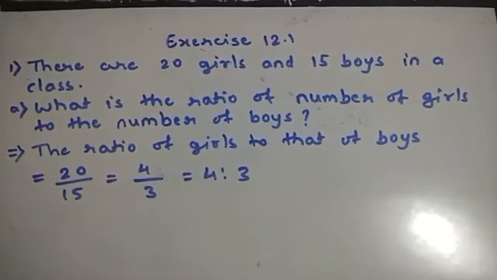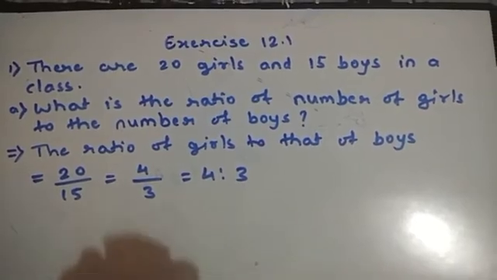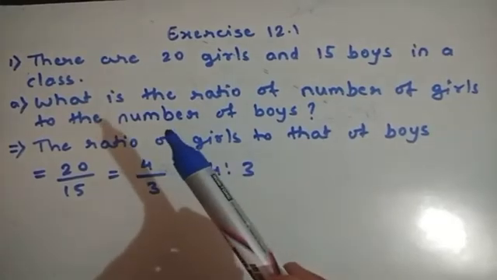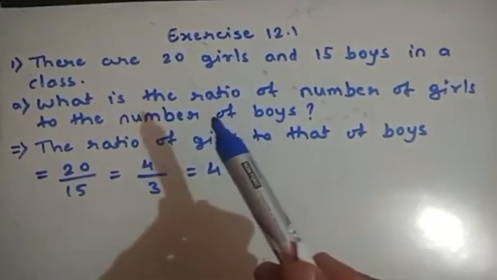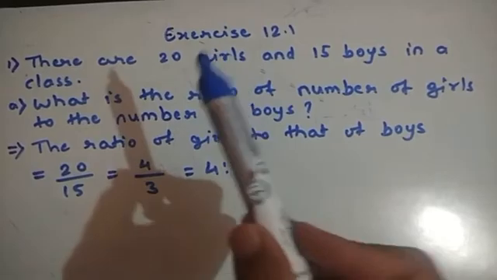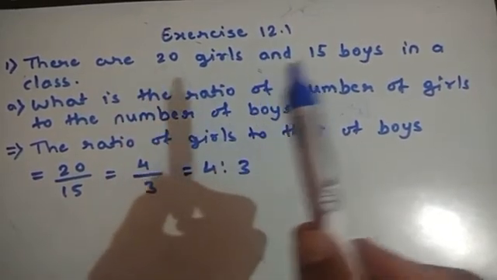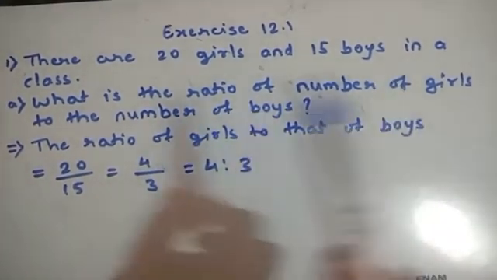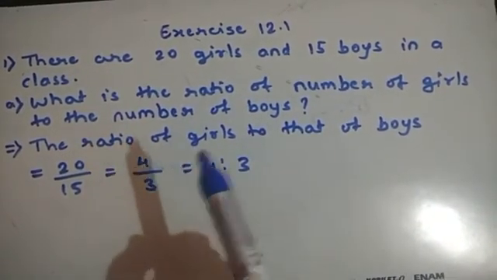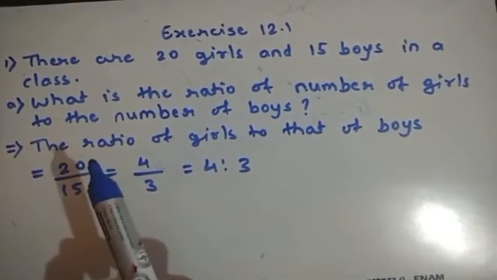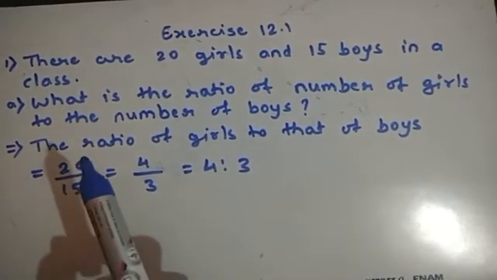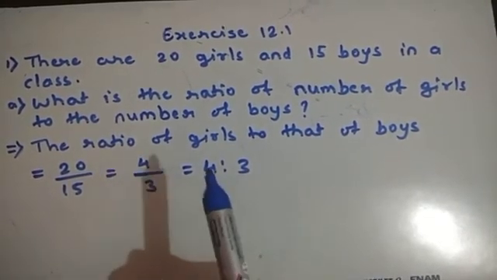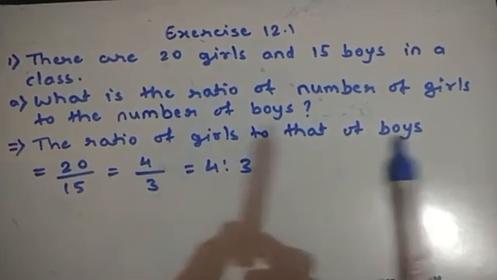Now let's solve some questions from exercise 12.1. Here first question is, there are 20 girls and 15 boys in a class. What is the ratio of number of girls to the number of boys? Here number of girls is given, that is 20 girls are there. Number of boys also given, that is 15 boys. And we need to find out ratio of number of girls to the number of boys. Therefore, the ratio of girls to that of boys is equal to number of girls 20, number of boys 15. So when we reduce this 20 upon 15, we will get 4 upon 3. That is 4:3 will be the ratio of girls to that of boys.